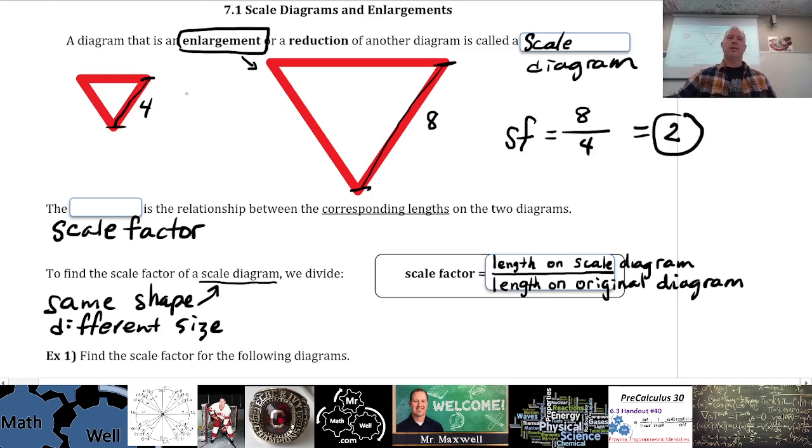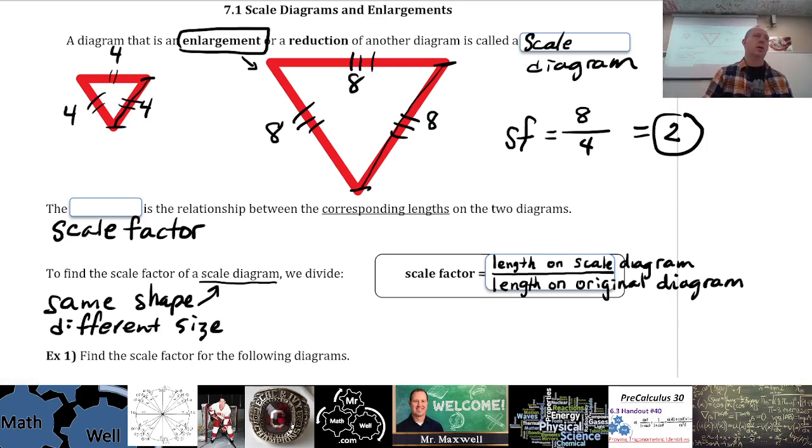So that means it's double, right? So all of these lengths here times 2 gives you all of these lengths here. So in this case, if this is an equilateral triangle, if these are all 4, then these would all be 8. Okay, how you guys doing with that so far? Everybody okay with that? Is this pretty easy? Right, scale factor?